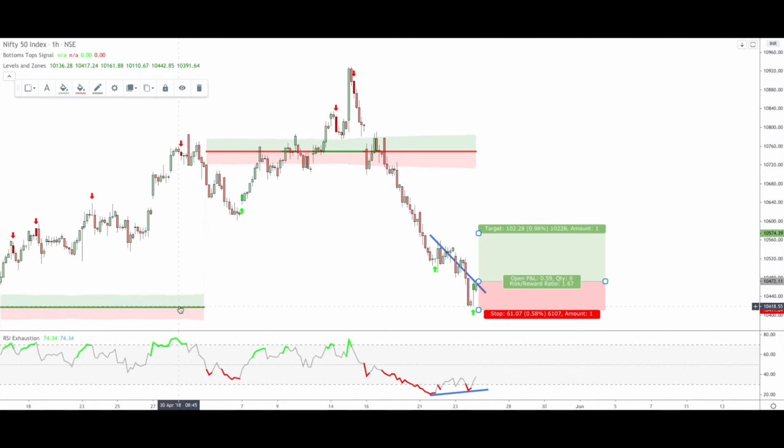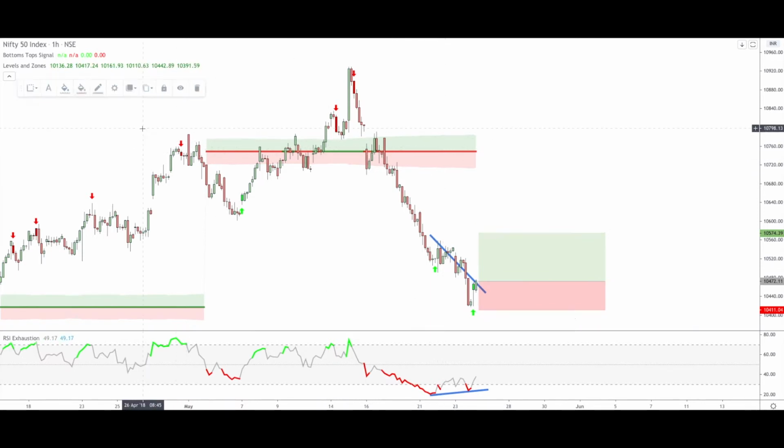So this support level or this resistance up here are the ones that are indicated by the levels and zones, which is an indicator that we usually use for extra confirmation. By the way, if you want to test the indicators yourself, you find the link in the description down below.